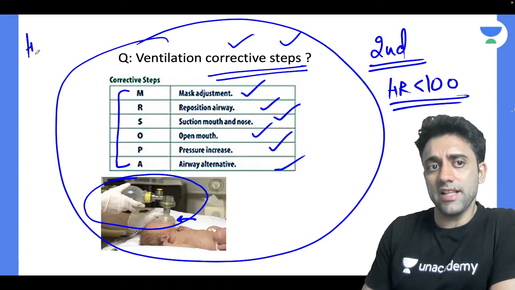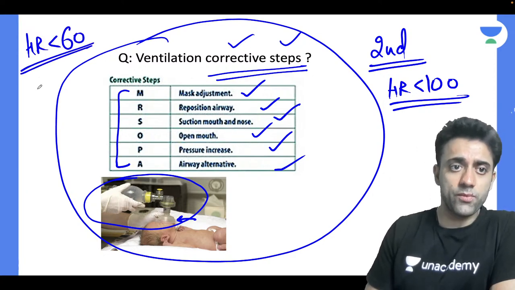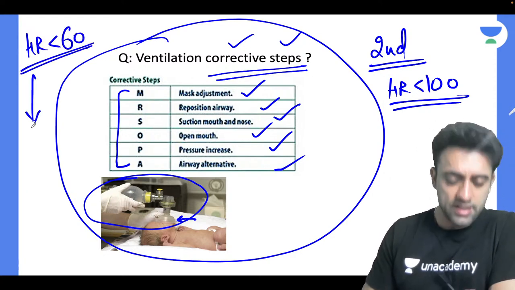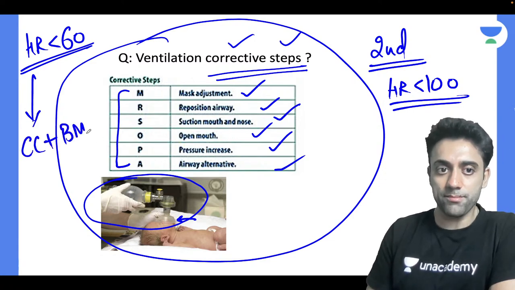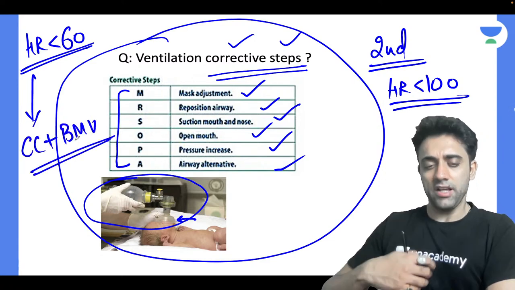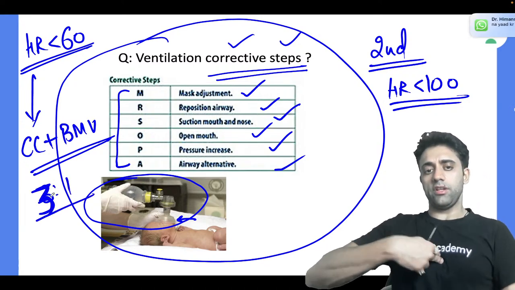Okay, next question. If the heart rate was less than 60, okay, 6 more minutes, then this class is over. If the heart rate was less than 60, what do you do? I will do chest compression and bag and mask ventilation, right? In the ratio of 3 is to 1. Just now we covered 3 is to 1. So 1, 2, 3, 1.